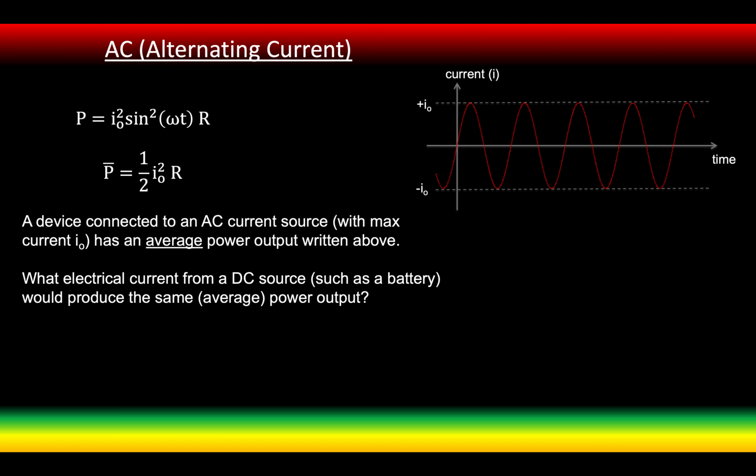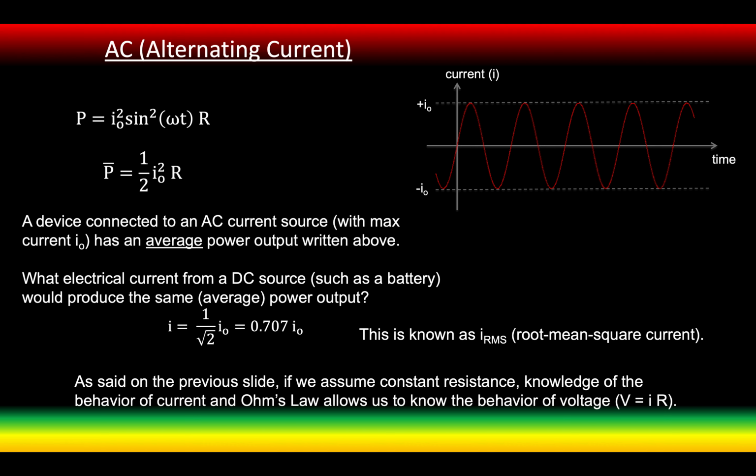The current that is flowing through the device when it's connected to a DC source, such that it produces the same average power output, is known as the RMS current. And this RMS current is equal to 1 over the square root of 2 times I naught. Now, if we know what the RMS current is going to be, then we could meaningfully talk about the RMS voltage, because voltage is closely related to current from V equals IR.